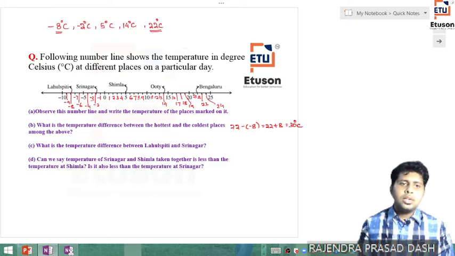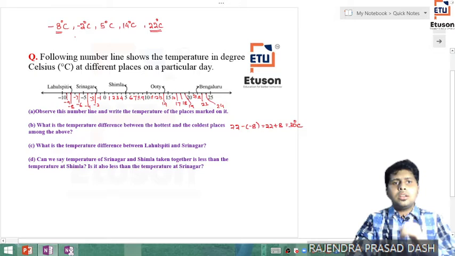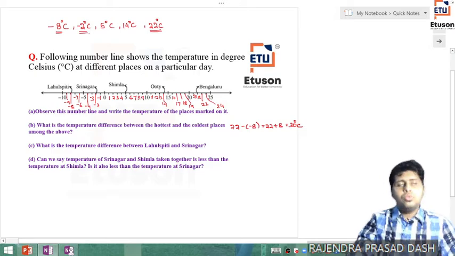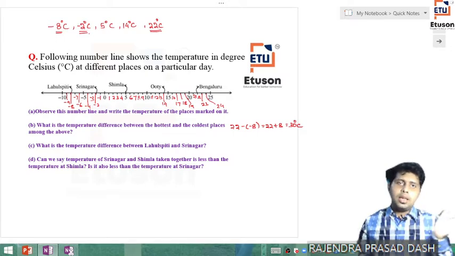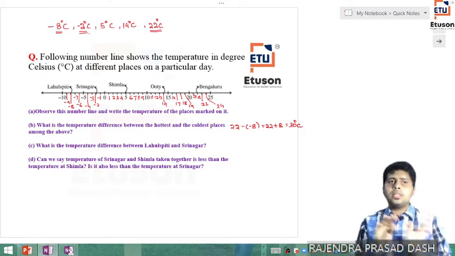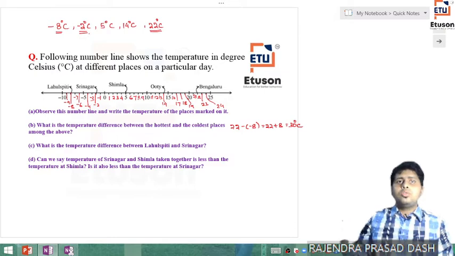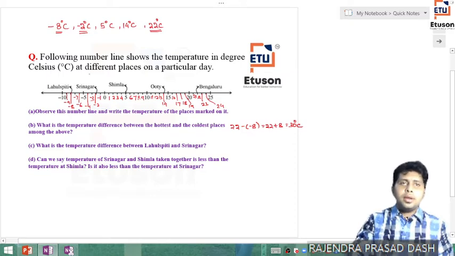So next question being asked: what is the temperature difference between Lahul Spiti and Srinagar? The temperature of Lahul Spiti is minus 8 degrees Celsius. The temperature of Srinagar is minus 2 degrees Celsius. Now, which one is the larger? I have already told you that when we are going towards the left, the value decreases, and whatever happens for the positive integers, the reverse happens for the negative integers. Meaning if 2 is less than 8, in the case of negative integers, minus 2 is larger than minus 8. So between minus 8 and minus 2, minus 2 is the larger one.